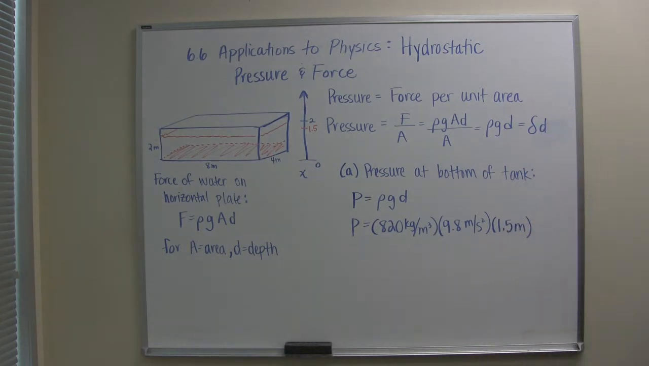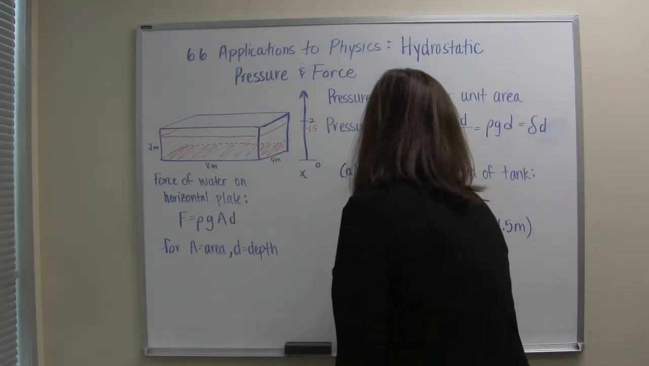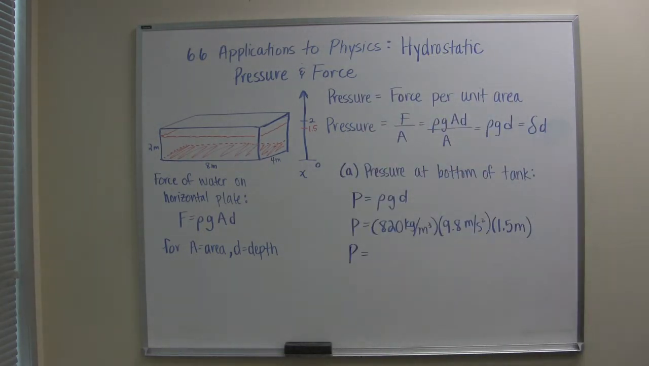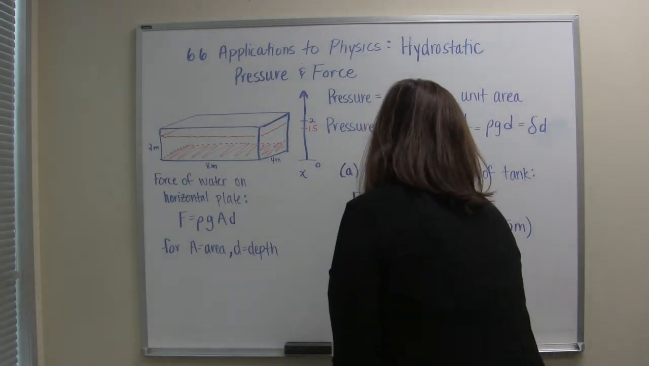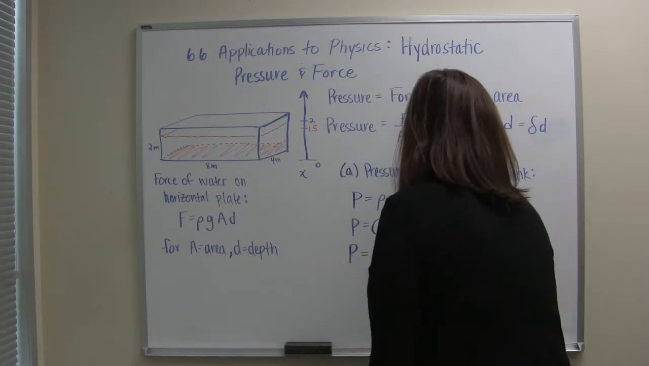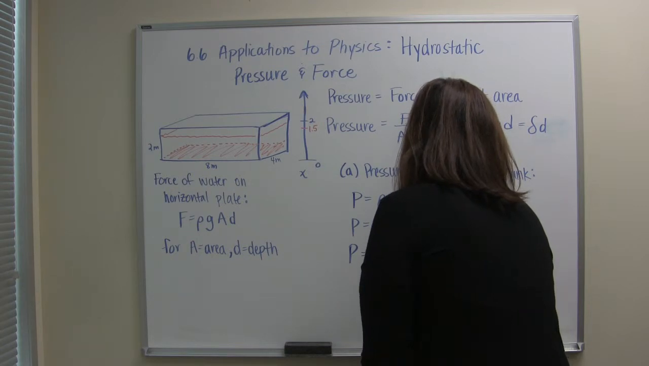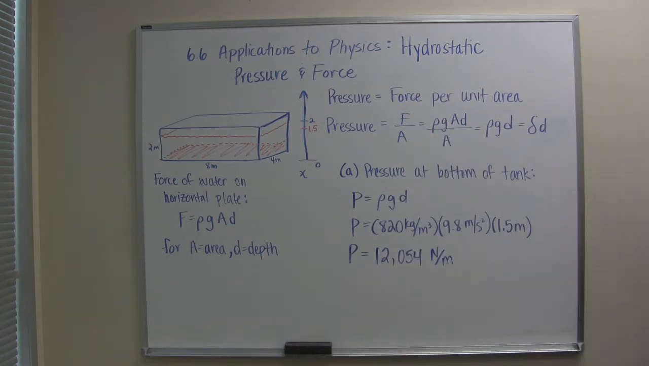So this is a simpler calculation because nothing is changing. This is a constant pressure pressing down upon it. So the pressure at the bottom of the tank, when I multiply all of those together, is going to be 12,054 kilopascals or newtons per meter, whichever unit you like.